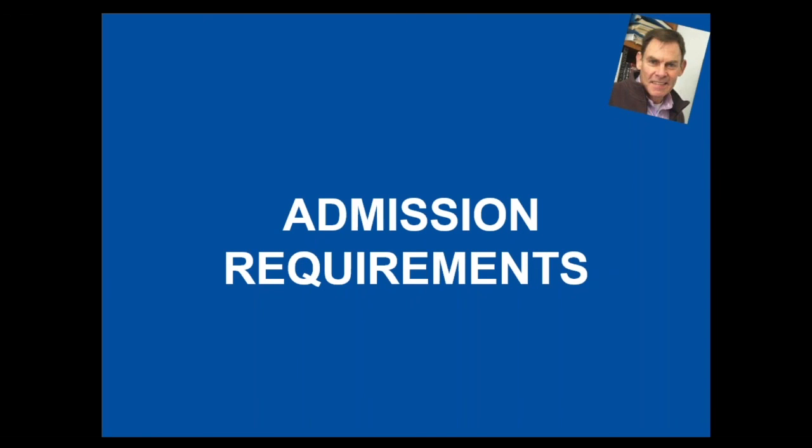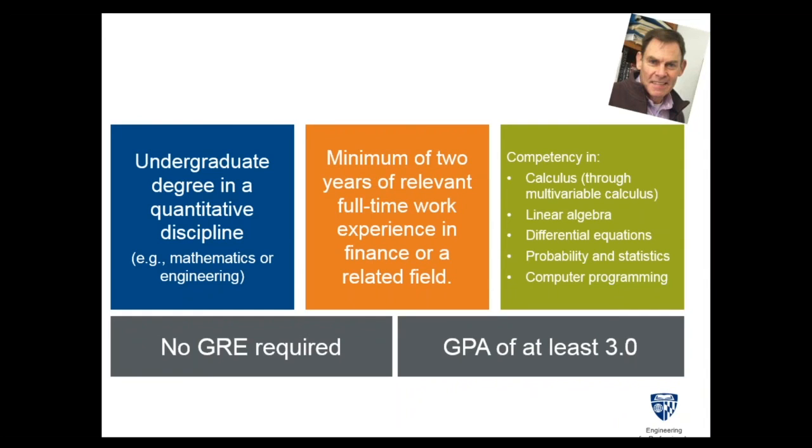So let's talk briefly about the admissions requirements. Typically, we expect applicants to have an undergraduate degree in a quantitative discipline. The program is called Financial Mathematics because it's pretty heavy in mathematics as well as in the applications of mathematics to the financial arena, whether it's in the capital markets or in banking or in portfolio management or risk management. And so having an undergraduate degree with quantitative content is pretty important.